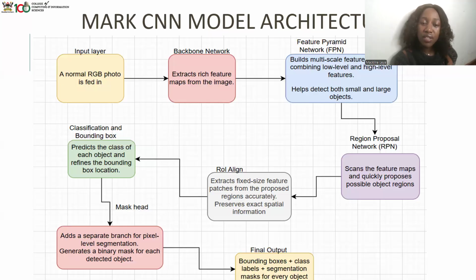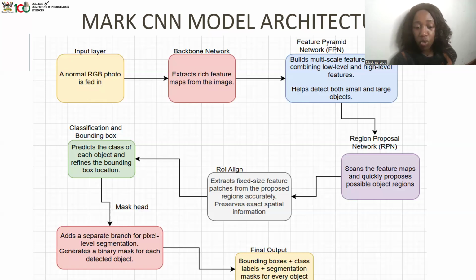From that, the output of the region of interest align is pushed into the classification and bounding box branch. This one predicts the class of each object and refines the bounding box location. Then I push it into the mask head, which is a separate branch for pixel-level segmentation. It also generates a binary mask for each detected object. Then after that, we get the final output.